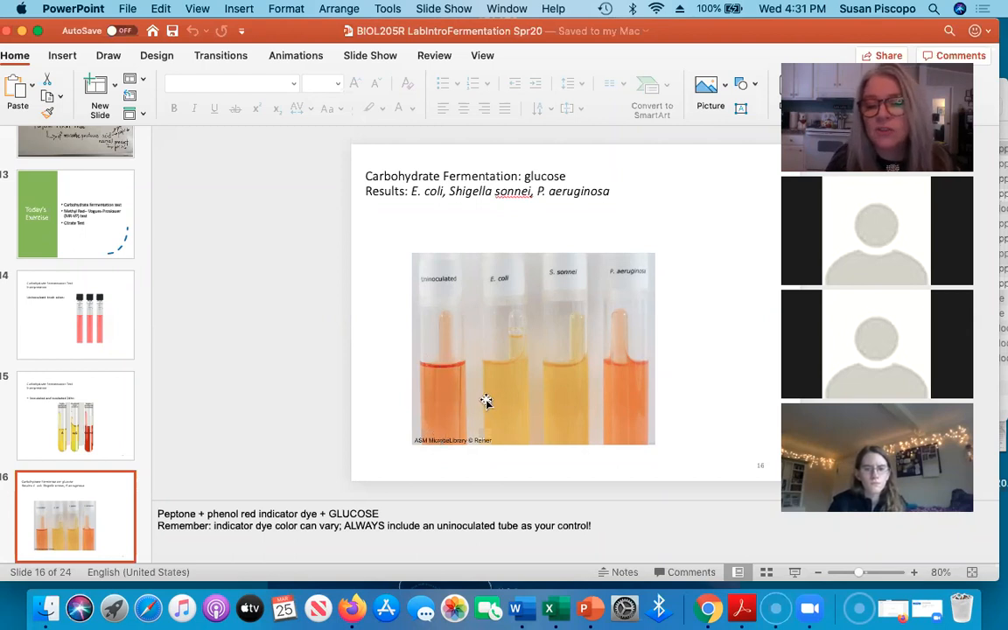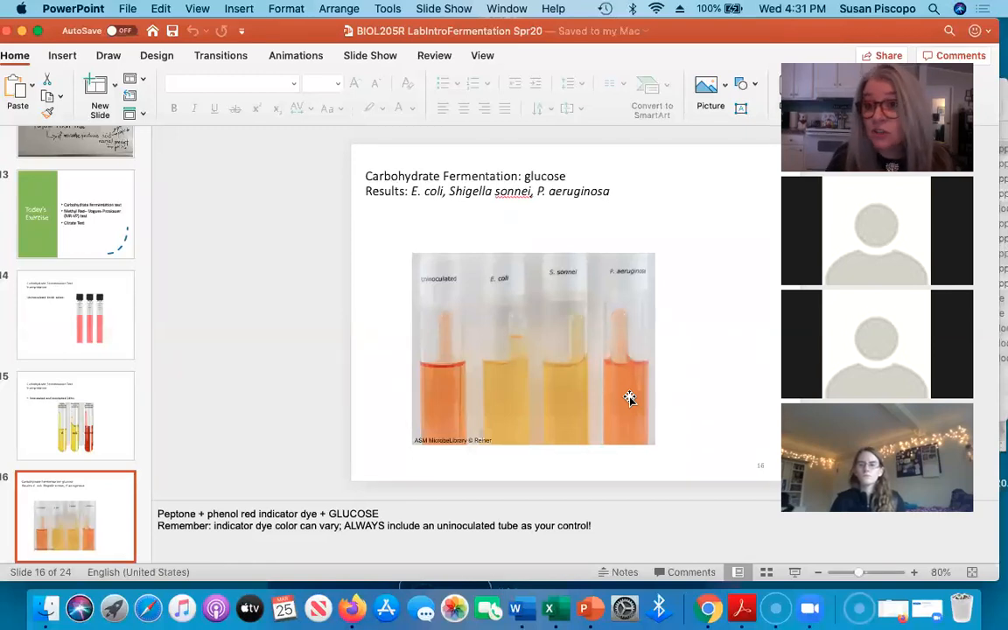Now, over here, as you move to the right, this is how the E. coli came out of the incubator. This is how the Shigella came out. And this is how the Pseudomonas came out. Now, we're always comparing our results to our control tube. So the first thing you notice is that the Pseudomonas didn't do anything. It grew because the media is cloudy. The broth has become cloudy or turbid, but it didn't ferment the sugar in here.